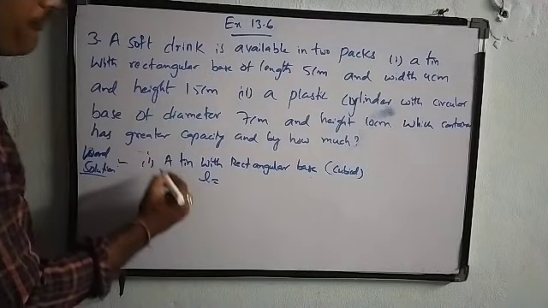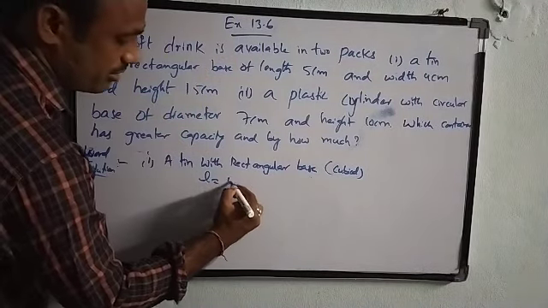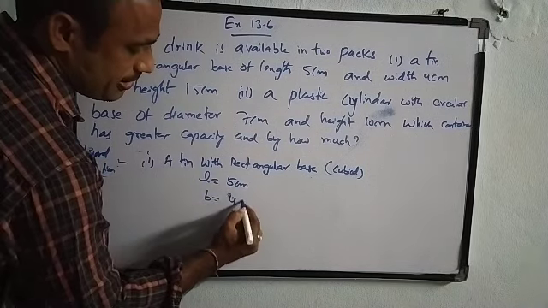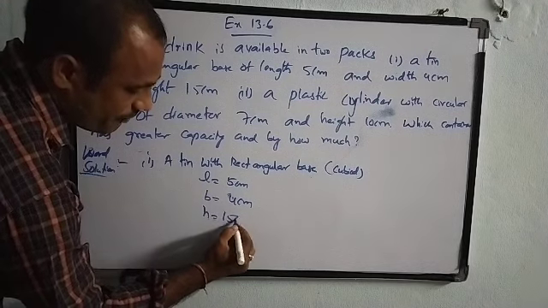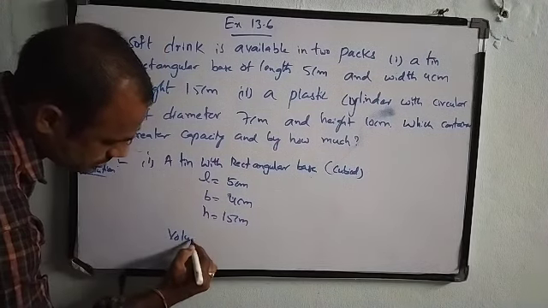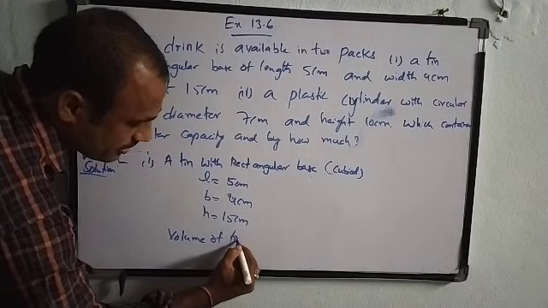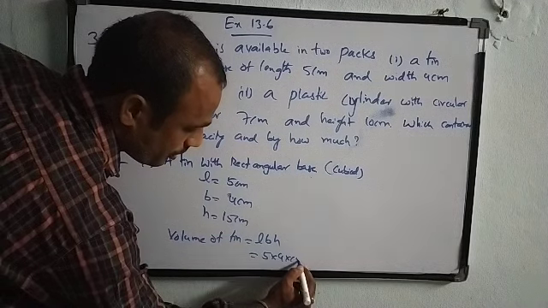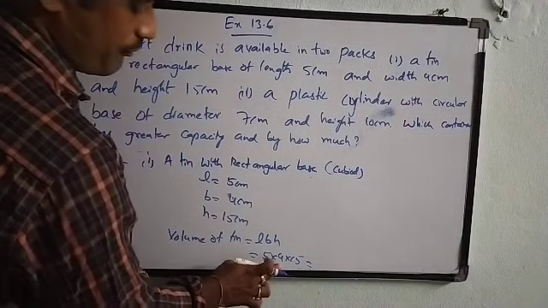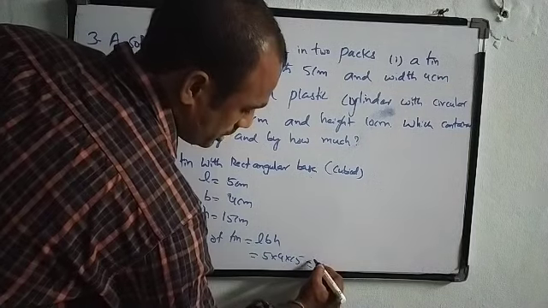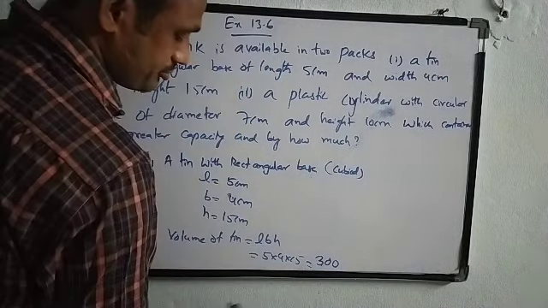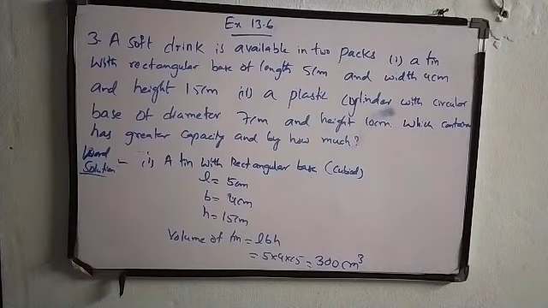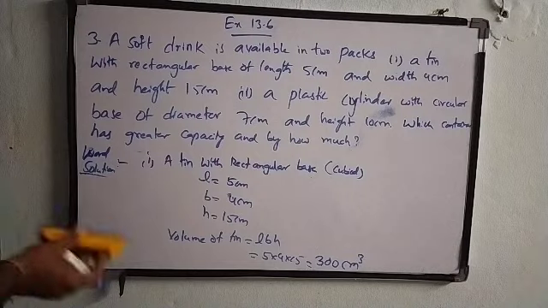So length of the cuboid is 5 cm and breadth is 4 cm. Height is 15 cm. So volume of tin is equal to LBH, which is 5 into 4 into 15. So 5 4s are 20, 20 into 15 will be 300 centimeter cube. So this is the case for first tin. Next, second tin.